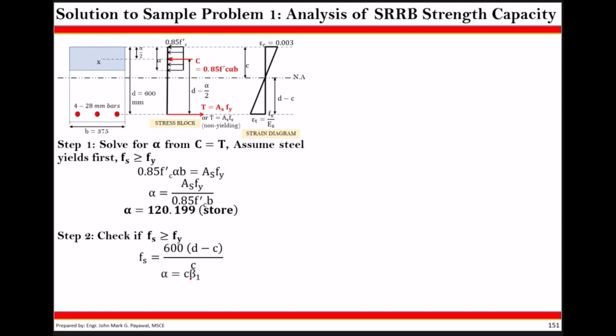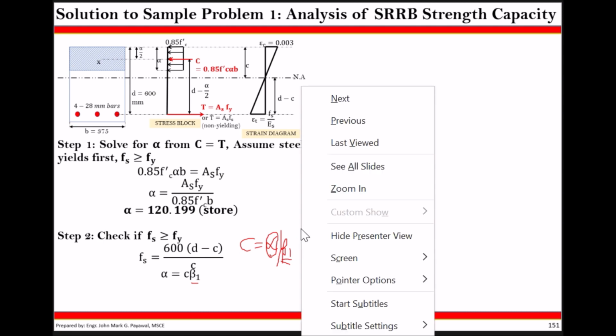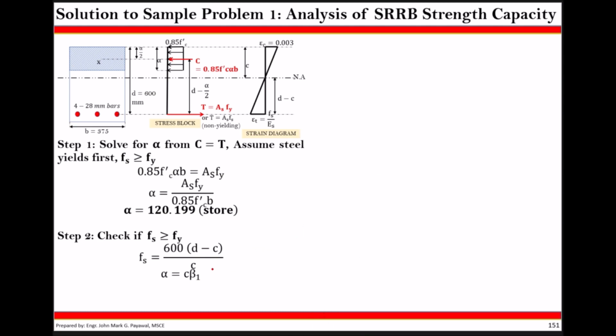Remembering that c could be presented in this form, alpha equal to c multiplied by beta 1. But before we compute for Fs, we need to determine our beta 1 because here c is to be used. Since we have c equal to alpha over beta 1 and we already computed for alpha, we need to verify what the value of beta 1 is. If we remember our discussions, since your Fc prime is equal to 27, that is larger than 17 but less than 28, automatically your beta 1 is 0.85.